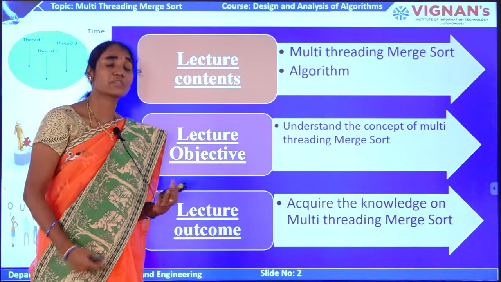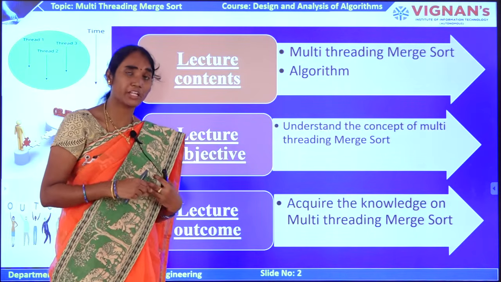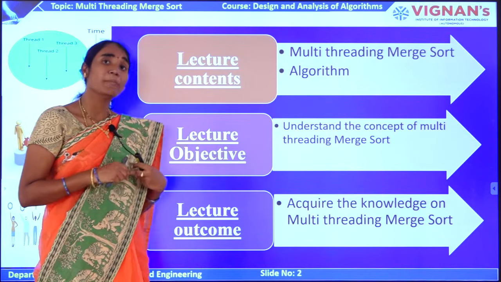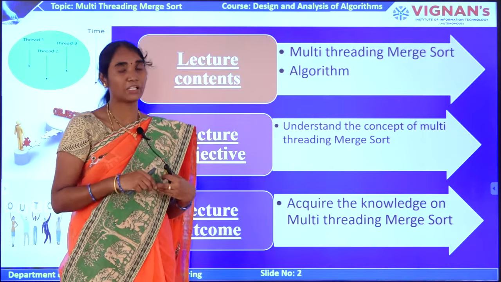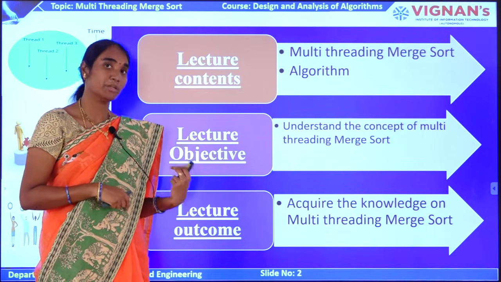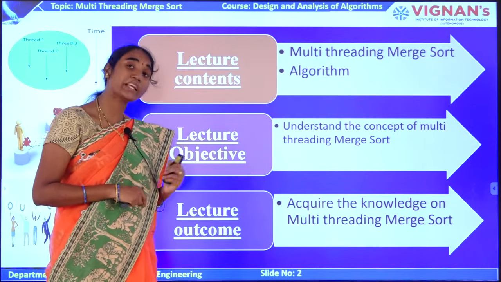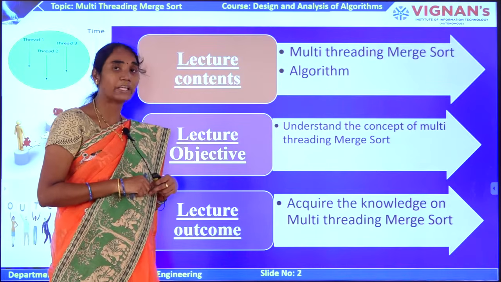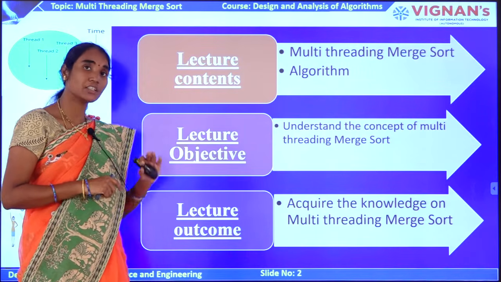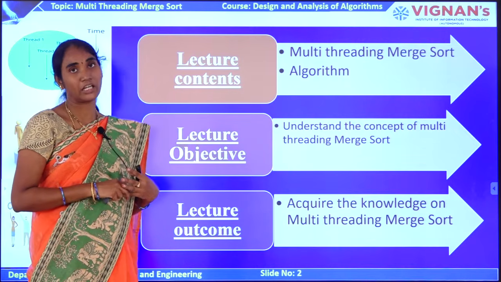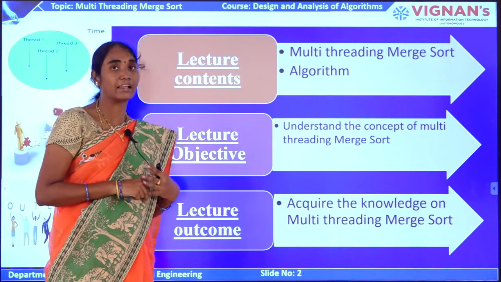In the last class we saw what is meant by multi-threading and the basics of multi-threading, and also multi-threaded matrix multiplication. This is another application under multi-threading, which is multi-threaded merge sort, right? So in today's class I am going to cover what is meant by multi-threaded merge sort, followed by the algorithm. Even the previous version, the normal merge sort algorithm, and the multi-threaded merge sort algorithm also, and we will see the analysis part.